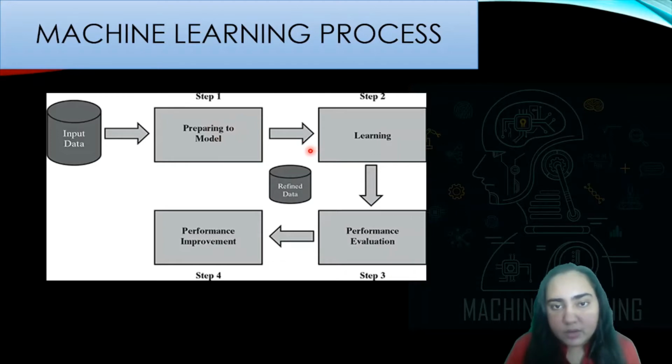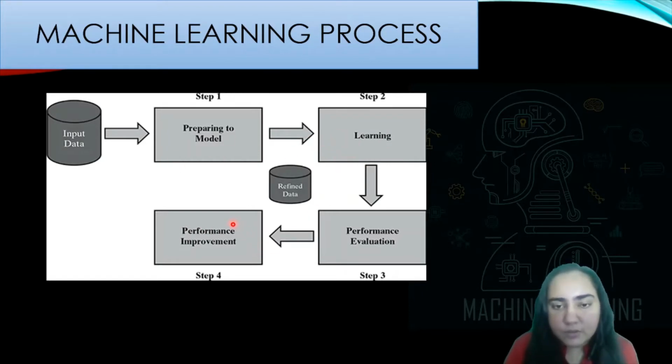Once you've done that, then you will go to the learning part where you will actually apply some machine learning algorithm to learn. Once that is done, you will measure the performance of your model by using some accuracy measures. You could use a confusion matrix or something of that sort to measure the performance. And if the performance is not up to the mark, you could improve the performance by adjusting some of the parameters that you used while performing the learning step. So these are the steps.